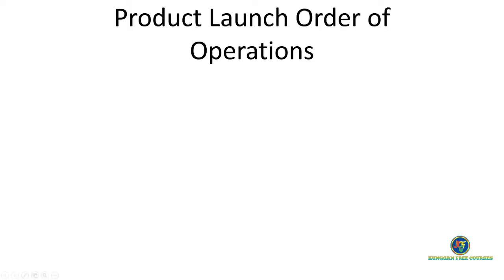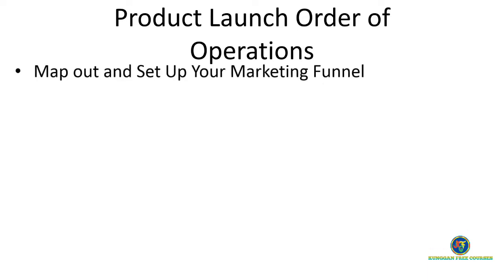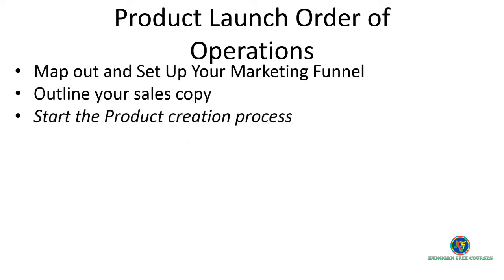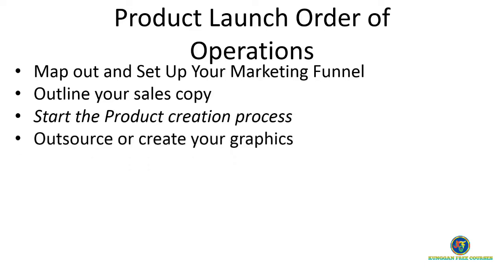All right, let's talk about the order of operations briefly. We've talked about this every week, but let's go over it again. First, map out your funnel. Then write your sales copy. Then start the product creation process. And once you start the product creation process, the things that we're going to be doing, you should be doing these things at the same time. You should be getting your graphics outsourced. You should be setting up your sales pages.